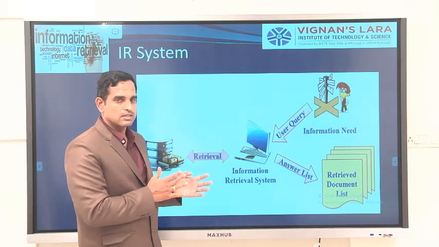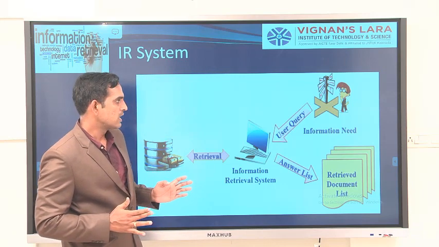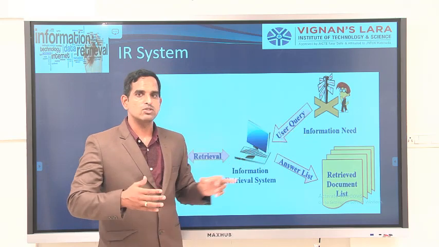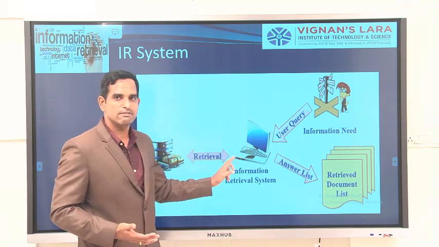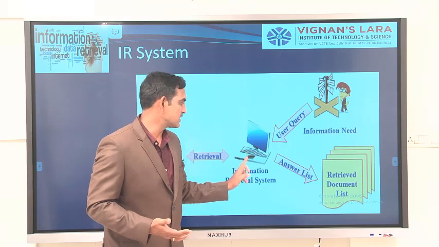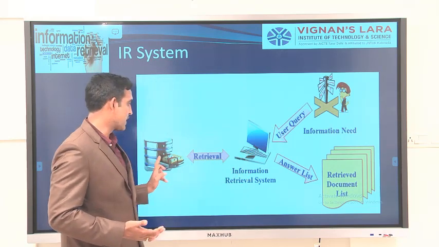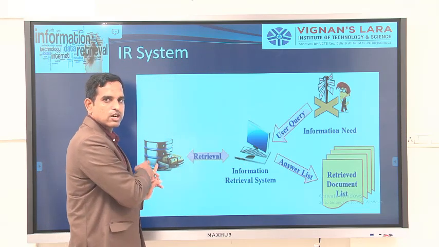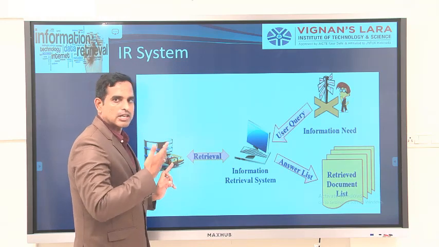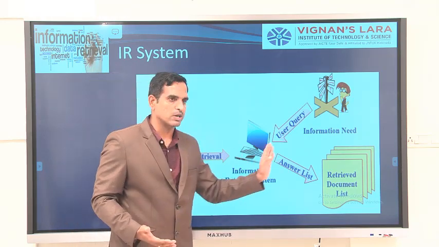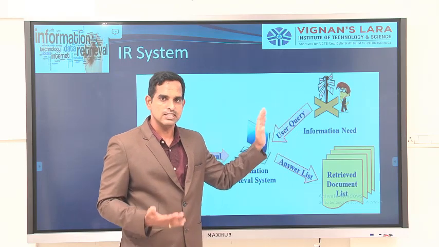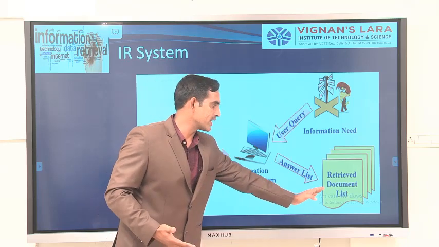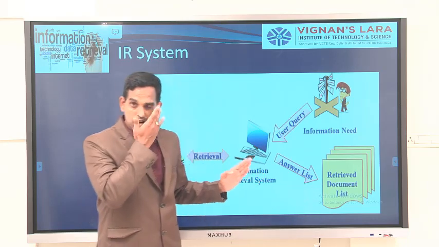This is a basic diagram of an information retrieval system. As you can see, the user has an information need. The information need is provided through a web search to the information retrieval system. It has to search in the database and try to match the information need to a document in the database. If there is no matching document, it should provide an error message to the user that no matching document is present. If there are matching documents, it should provide a retrieved document list, that is, the answer list.